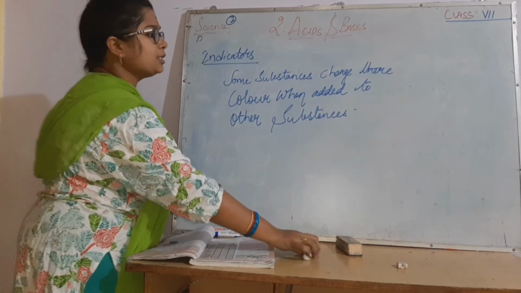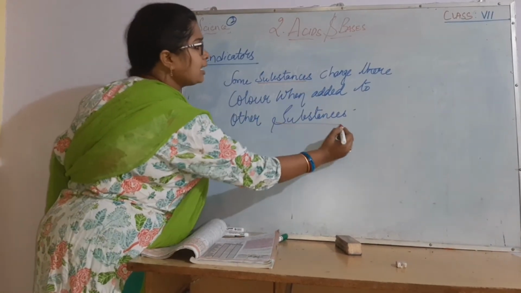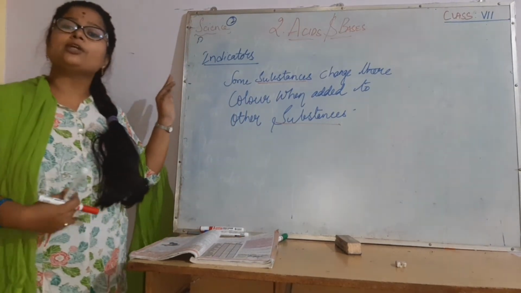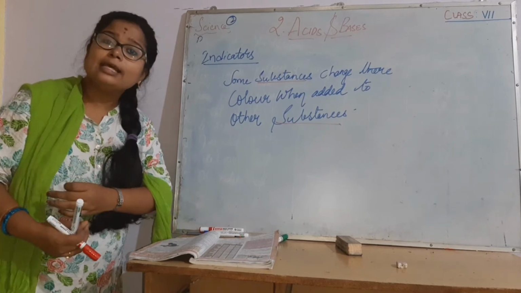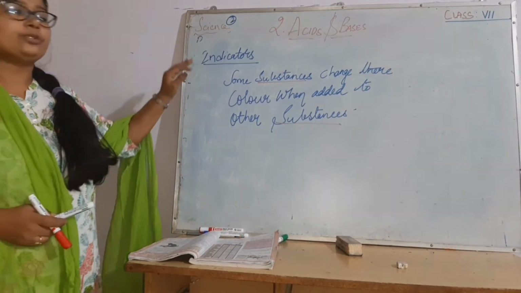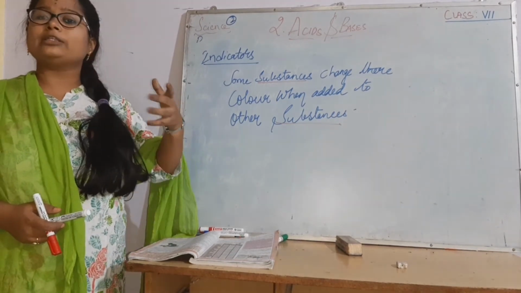Some substances, like our hibiscus, like our turmeric, change their color when they are added to another substance. These are all called indicators. Indicators, which indicate by changing their color what substance is added to them.